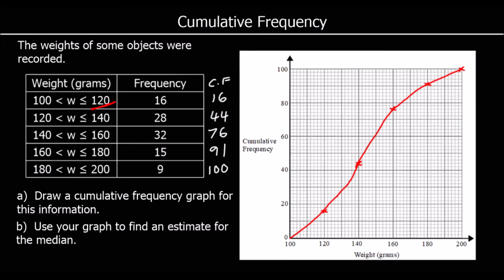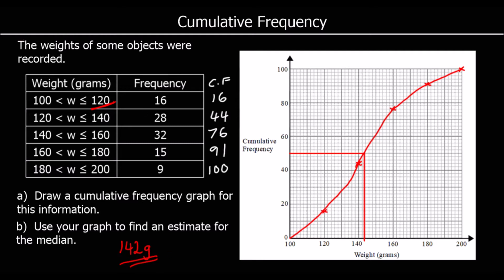So use your graph to find an estimate for the median. There are 100 objects, so halfway the median is going to be 50. So we go from 50 on the frequency along to our line, and then down to the weight, and read off. I'm going to say it's 142. So 142 grams.